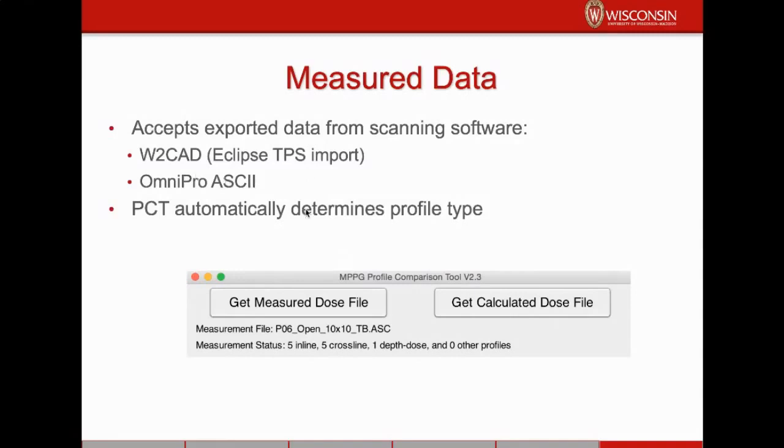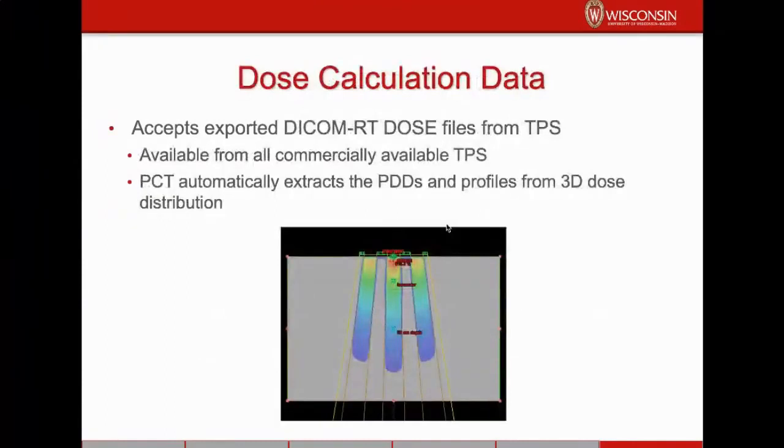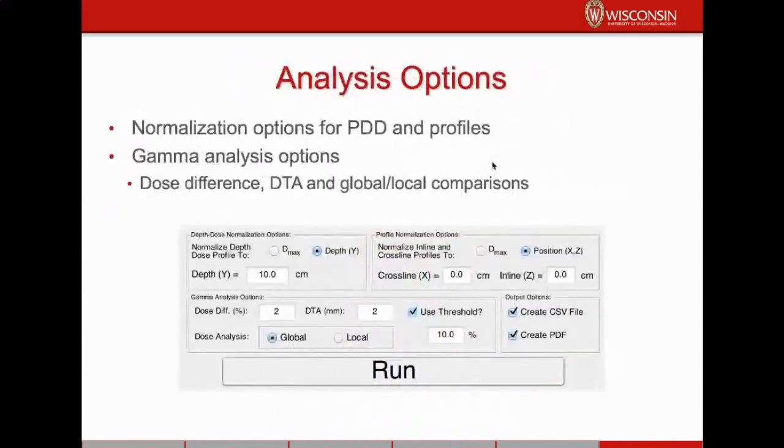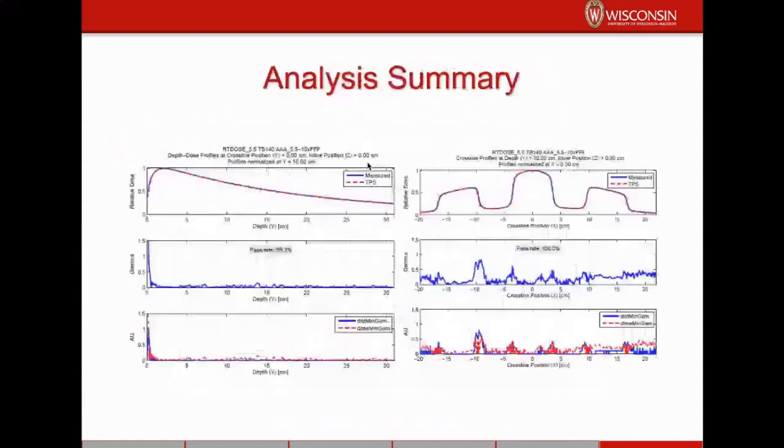The tool automatically determines the profile type and imports it accordingly. For dose calculations, it uses full 3D dose distributions, and it automatically extracts PDDs and profiles from the 3D dose calculation, so that you only have to export one thing for each field. There's a number of analysis options, different normalization tools for PDDs and profiles, as well as gamma analysis options.